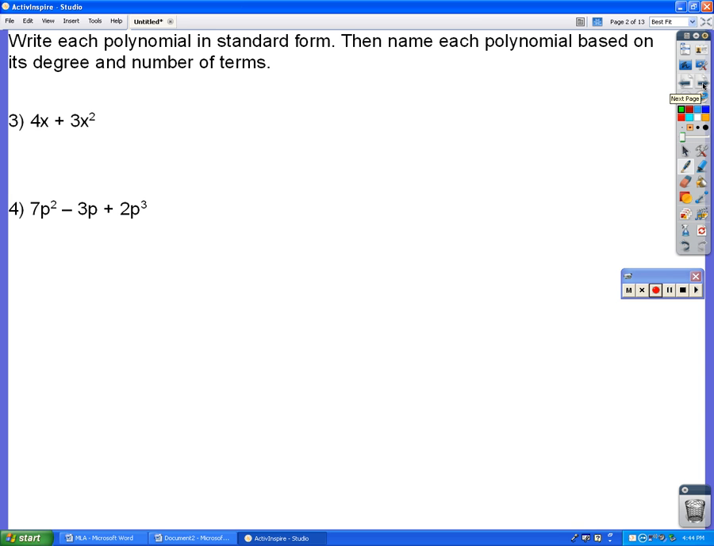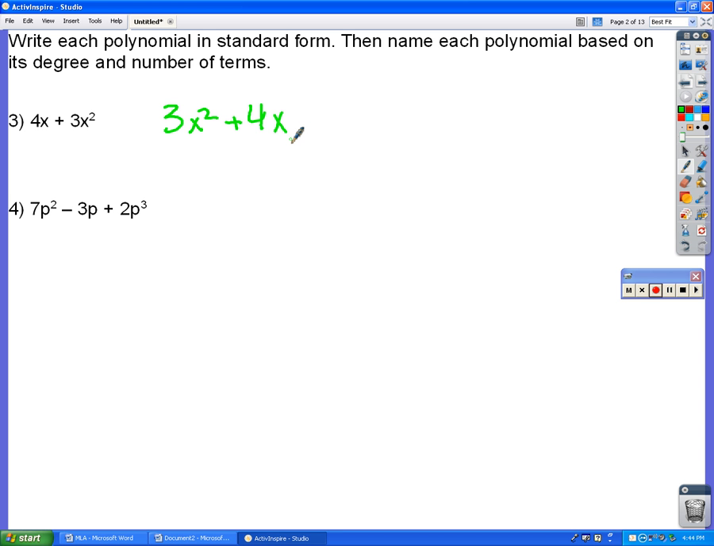Next up, we are writing polynomials in standard form and then naming them based on their degree and number of terms. So standard form means highest power first and then down the line from there. So for this one, I need to switch the 3x squared and the 4x because the x squared is a higher power than the x. So in standard form, that is 3x squared plus 4x.